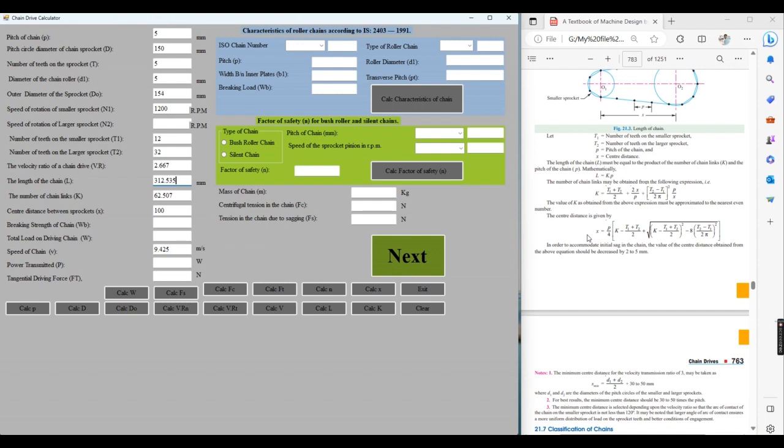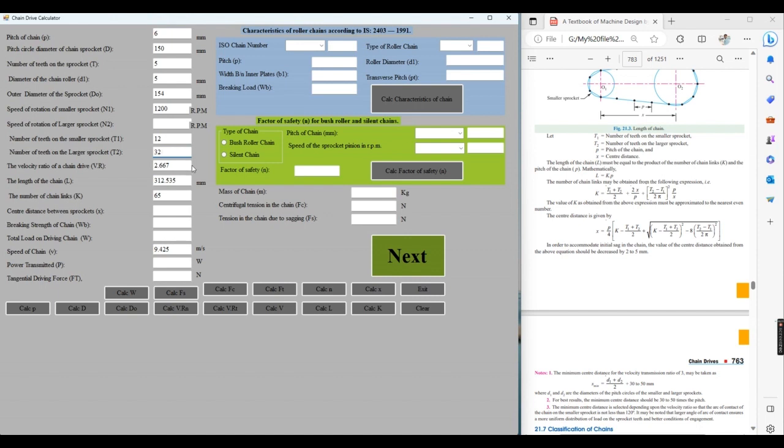Also, we can calculate the center distance in this calculator. In this calculator, we can also calculate the center distance of a chain drive. Here, we can input the values of K, P, T1, T2. Then we can calculate X. Let us clear this value. Then the value of K is around 65. Let's take 65, L is already here. The other is P. Let's enter P around 6. Then 22.